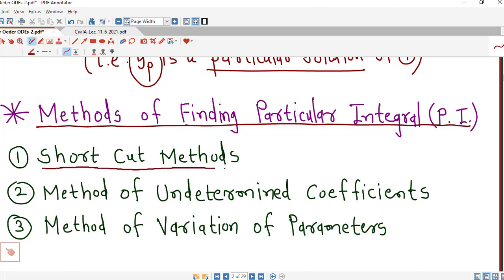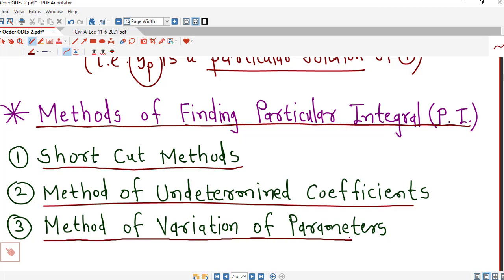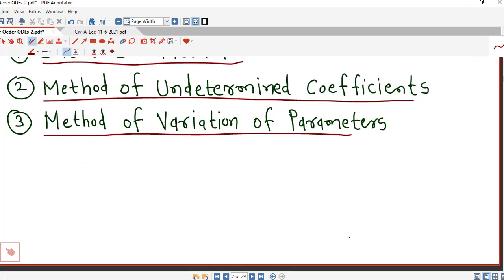First we will discuss some shortcut methods for finding particular solution. Then we will go for these specific methods known as method of undetermined coefficients and method of variation of parameters.